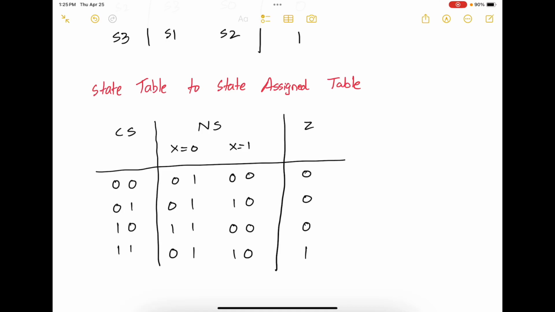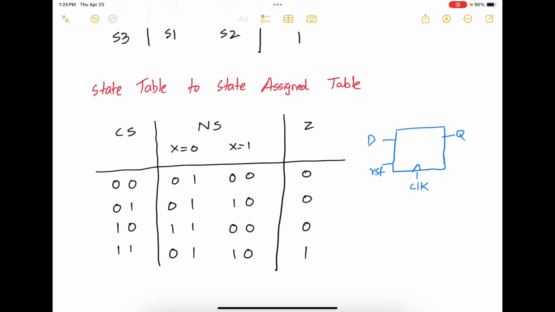Using the state assigned table, we can come up with the circuit to detect the sequence 0, 1, 0. So let's see how that is done. Now remember, we are going to construct the circuit using D flip-flops because D flip-flops are some of the simplest of the flip-flops. And you have a reset and you have a clock.